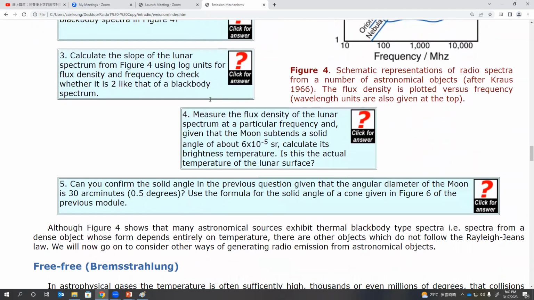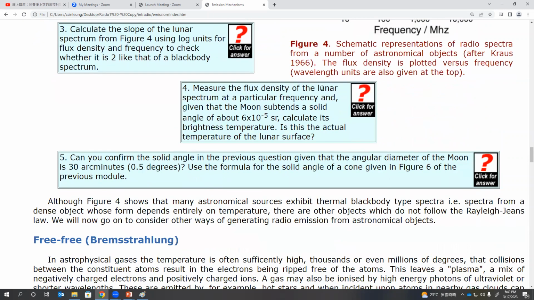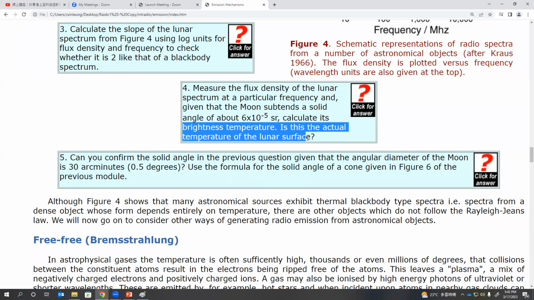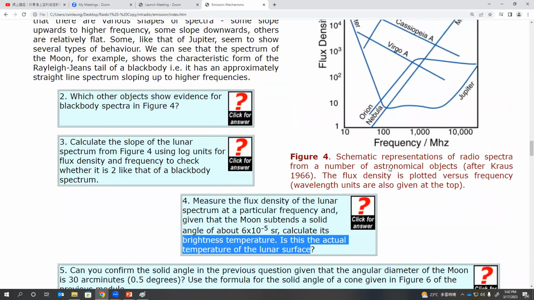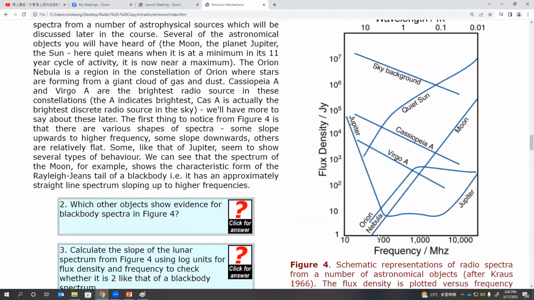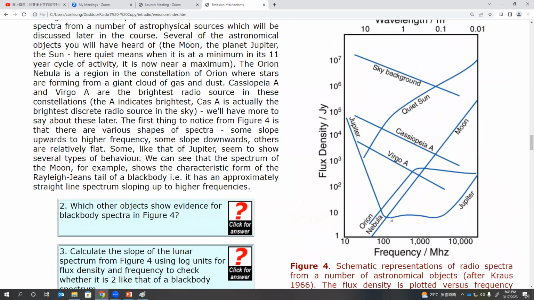Okay, another interesting question: measure the flux density of the lunar spectrum at a particular frequency, and given that the moon subtends a solid angle of 6 times 10 to the power minus 5 steradians, calculate its brightness temperature. Is it actually the temperature of the lunar surface? Okay, measure the flux density. So what can we do? Maybe we can select the flux density along this line at some specific part.